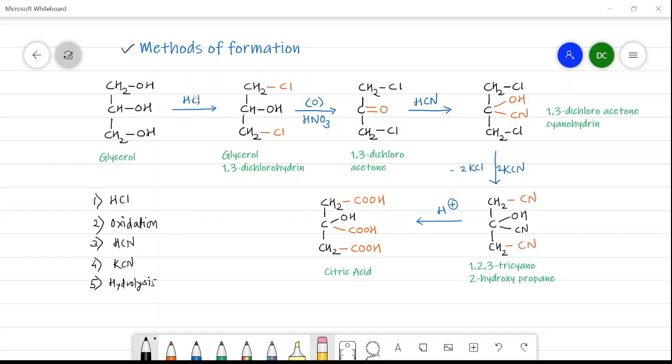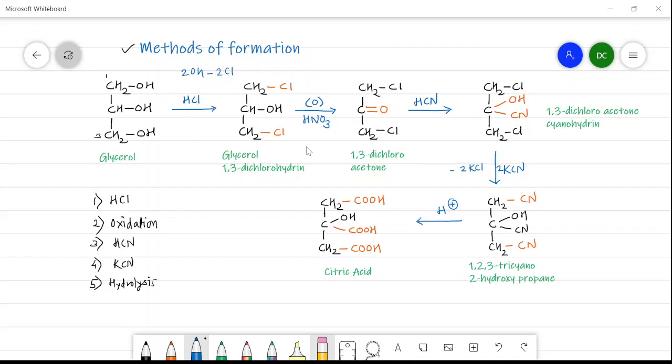When it is treated with hydrogen chloride, the OH group which is attached to the first carbon and the third carbon are changed to Cl. So the OH group is replaced by Cl, and here we get glycerol 1,3-dichlorohydrin. The middle OH group remains as it is. So the 2 OH groups are replaced by 2 Cl.